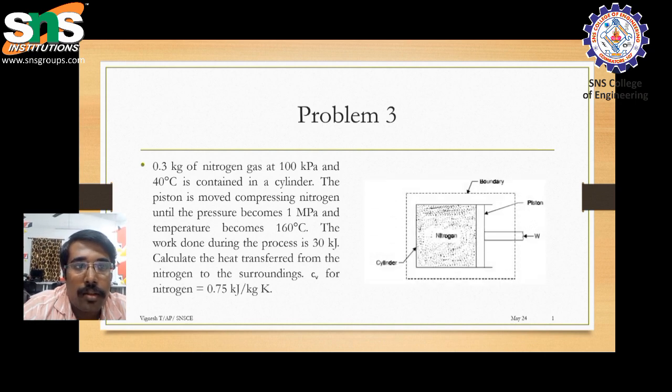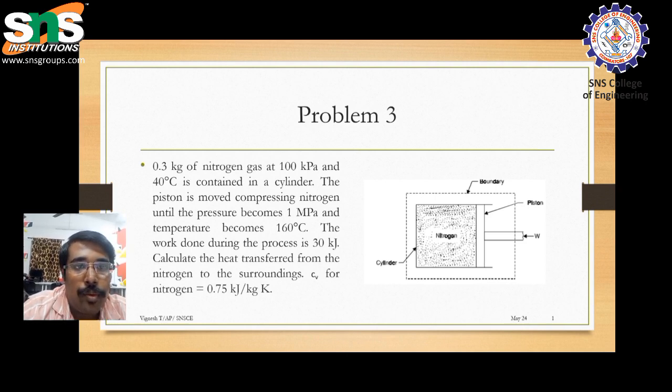So this is the piston cylinder arrangement where nitrogen is there. The properties of the nitrogen gas are given: mass is 0.3 kg, pressure is 100 kilopascal, and the temperature is 40 degrees centigrade. The piston is moved in order to compress that nitrogen. So we are giving work to that system. We are moving the piston, so we have to give work.